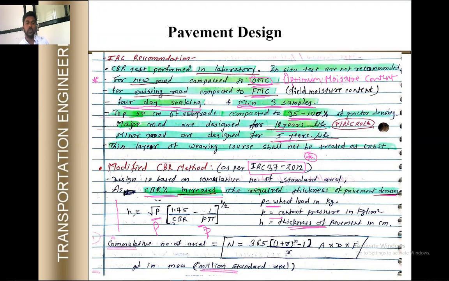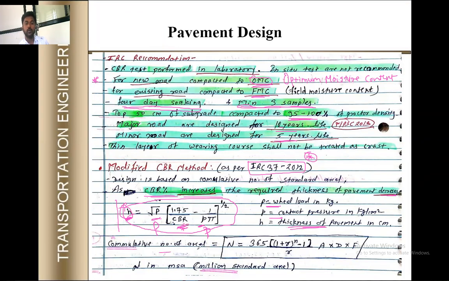So see, by this formula, as the CBR is in the denominator, thickness H is inversely proportional to the CBR. Means thickness H increases as the CBR decreases, and as the CBR increases, the required thickness of the pavement will decrease. Vice versa, we can say by the formula.